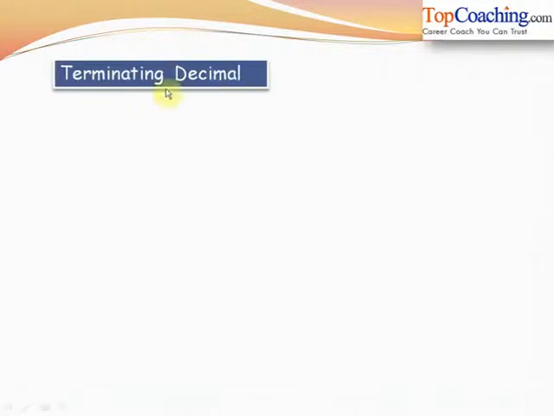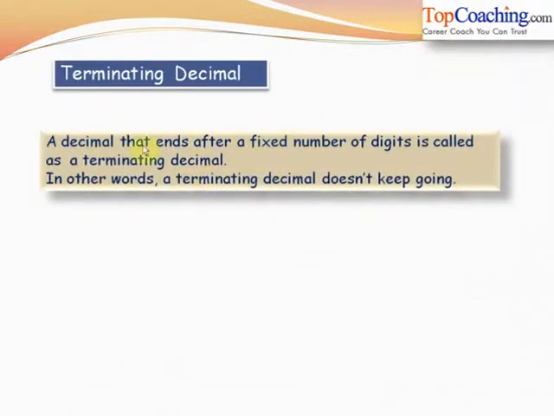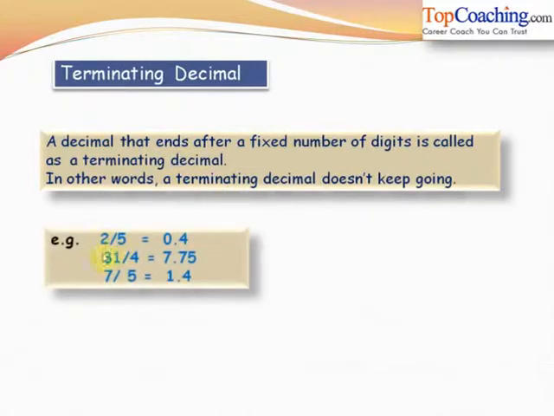Now let's again see what a terminating decimal is. A decimal that ends after a fixed number of digits is called a terminating decimal. In other words, a terminating decimal doesn't keep going. To terminate means to end. So for example, 2 by 5 is equal to 0.4. When we divide 2 by 5, we get the answer 0.4, and we clearly see that it isn't going on. This number ends at 4. So this is a terminating decimal.